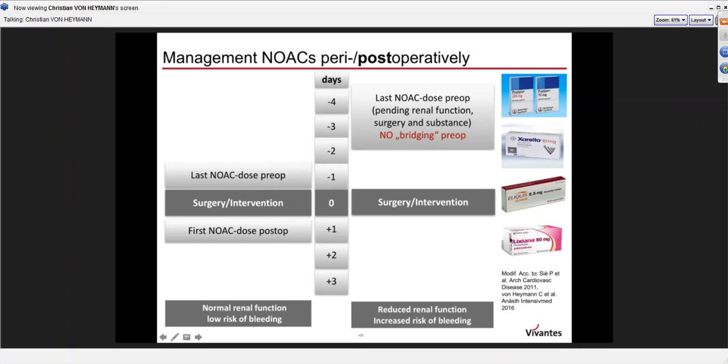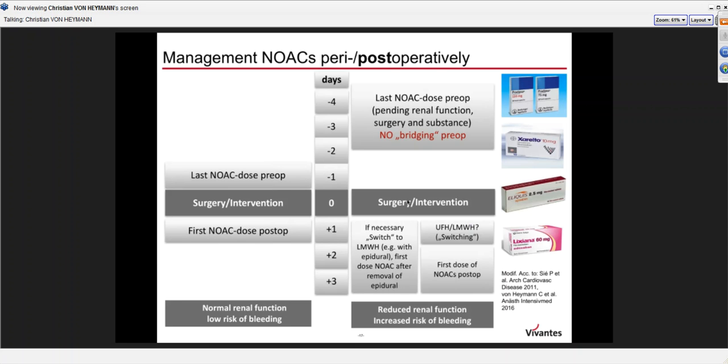Then, for the other drugs, the factor Xa inhibitors, in most patients, although also those with renal impairment, a cessation period of 2 to 3 days will be sufficient to have a normalization of the coagulation system so that the patients are well prepared for surgery. Then you bring them to surgery, and after the surgery you do what you know to do from your history.